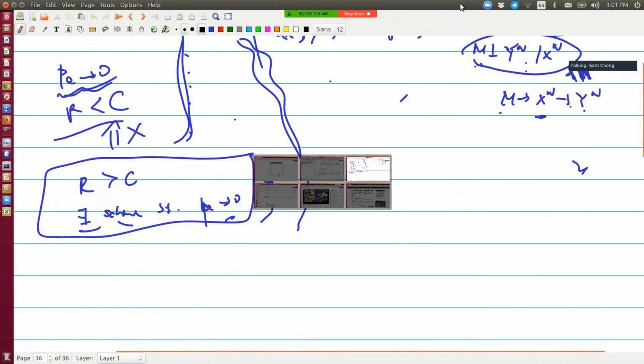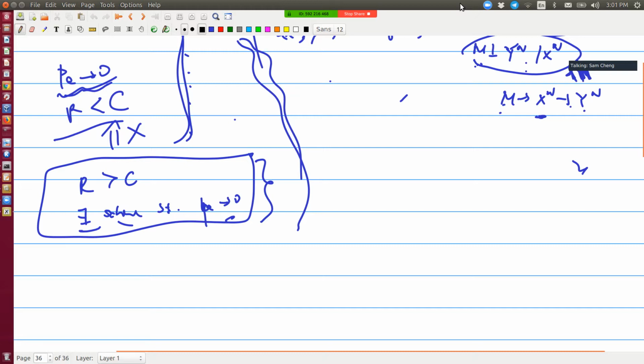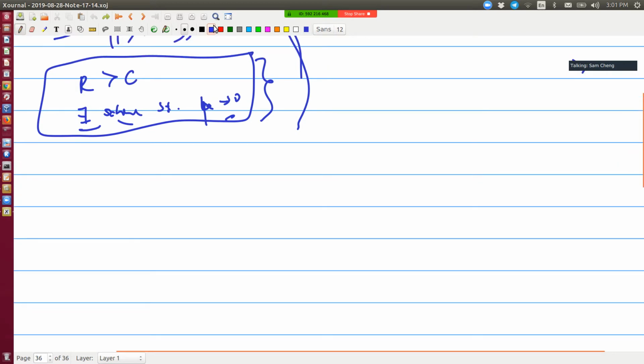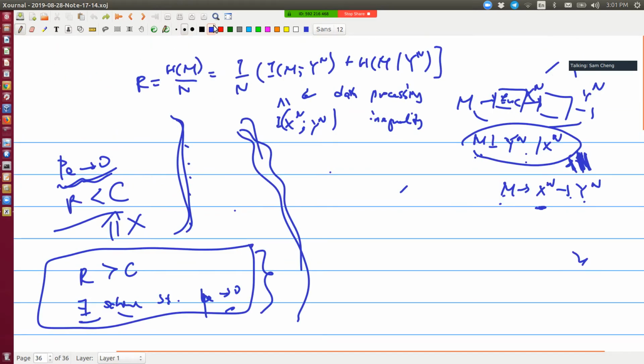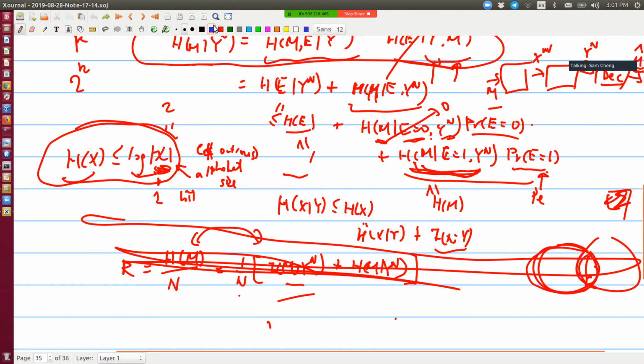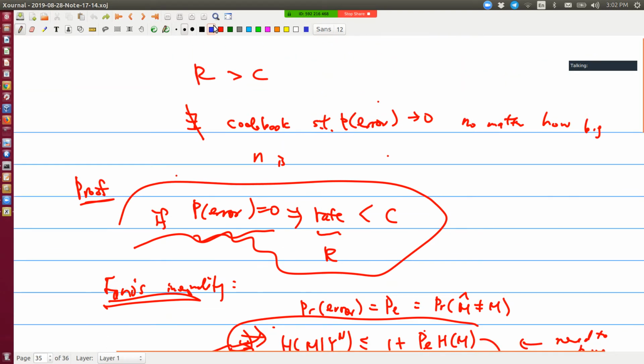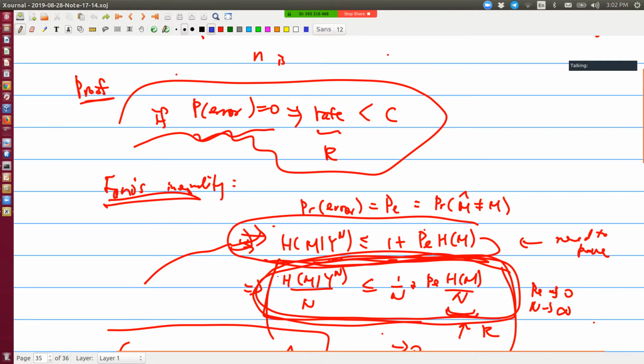Okay, so let me continue what we were talking about last time. We were talking about the converse proof of the channel coding theorem near the end, and we described and proved Fano's inequality. Let's see if I can find it. So the Fano inequality, where is it? Oh yeah, that's the Fano inequality.